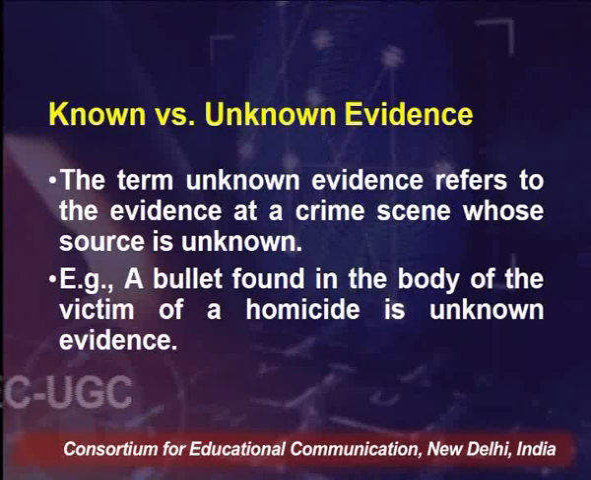For example, a bullet found in the body of the victim of a homicide is an unknown evidence, and if we are able to find the firearm, and if we can recover the firearm from the suspect, and then we can say this particular bullet is fired from this particular firearm, and we can relate the bullet and the firearm, then we can tell this evidence is now a known evidence. Using the comparison microscope, we can identify that. Then the unknown evidence can become a known evidence after connecting it to the firearm.